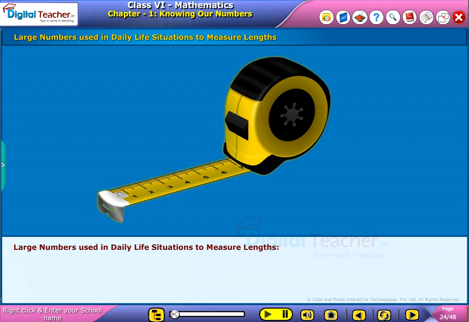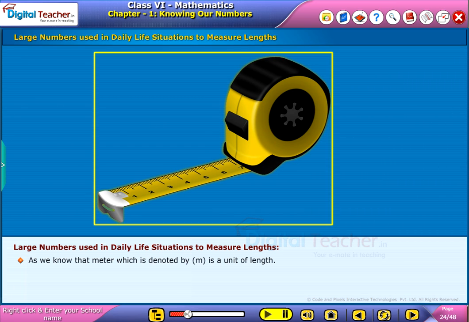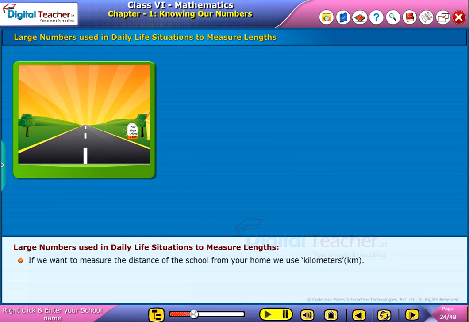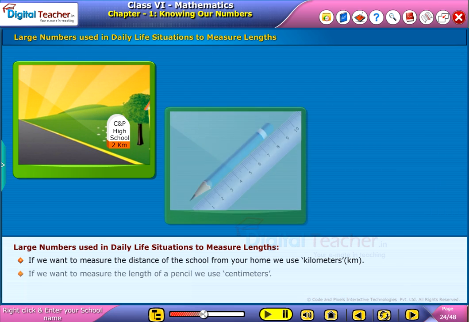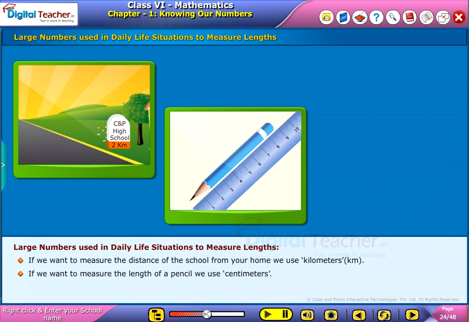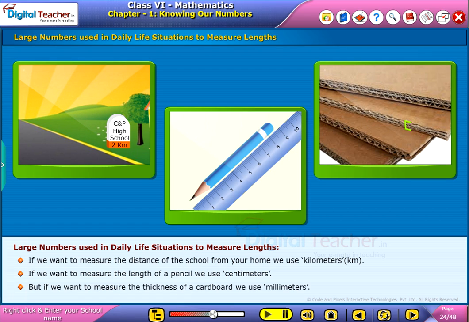Let us now learn about large numbers used in our daily life situations to measure lengths. As we know, the meter, denoted by m, is a unit of length. If we want to measure the distance of the school from your home, we use kilometers, km. If we want to measure the length of a pencil, we use centimeters. But if we want to measure the thickness of a cardboard, we use millimeters.